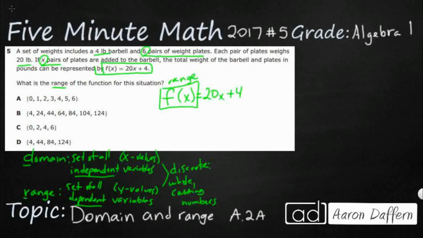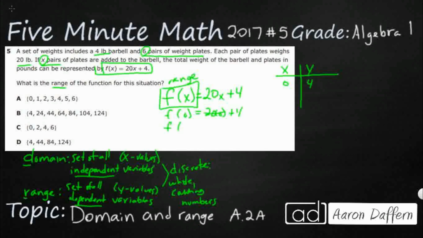So let's just do a little math here. So if x is 0, right? So let's say I put on 0 sets or pairs of plates. If I put my 0 in there, f of 0 equals 20 times 0 plus 4. Well, that's just 0, so that's just going to be 4. Okay, so that's going to be my lower bound right there. The lowest possible weight I can get is 4.